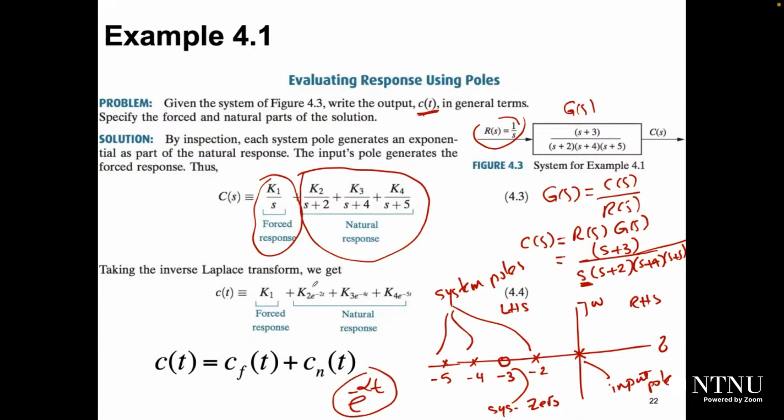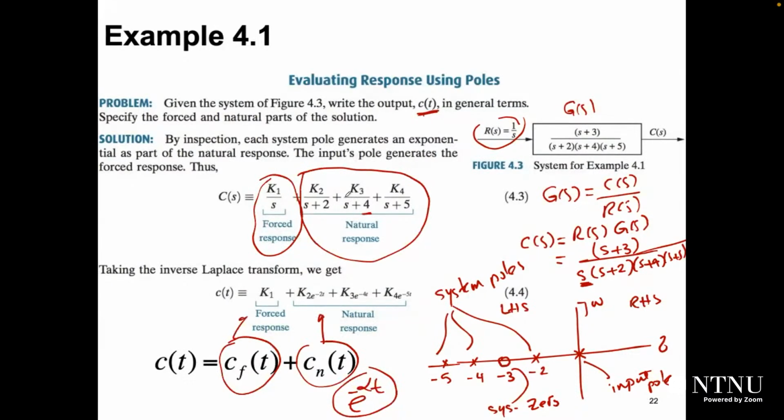Take the inverse Laplace transform. This one will be K1 plus K2 exponential minus 2t, K3 exponential minus 4t, K4 exponential minus 5t. So your total response will be the forced component plus the natural component. This one will be the natural component, and this one will be the forced component. If you want to get values for K1, K2, K3, K4, you can get them, right?